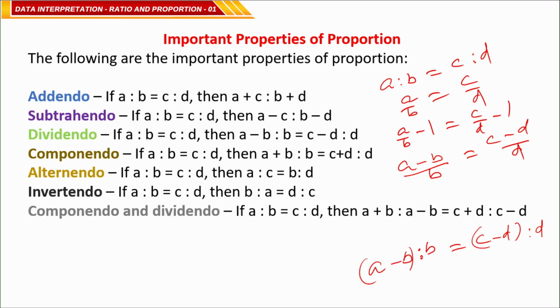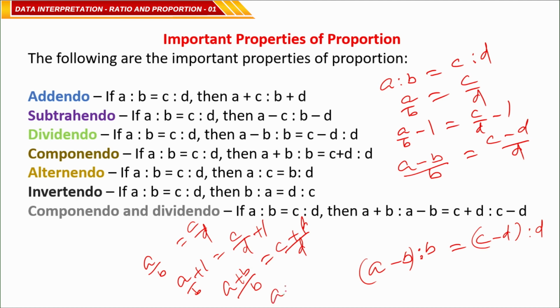Componendo: here you add 1 to it. A by B is equal to C by D, add 1 to it, A by B plus 1 equals C by D plus 1, meaning A plus B by B is equal to C plus D by D, or A plus B is to B is equal to C plus D is to D. That is componendo. Alternando: when A is to B is equal to C is to D, then A by C is equal to B by D.